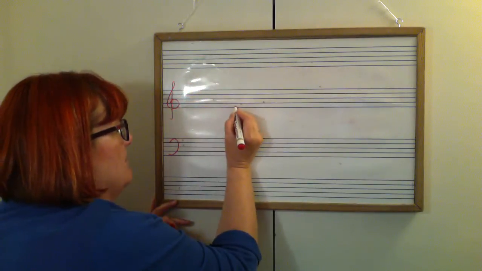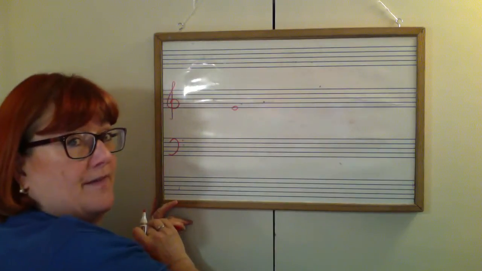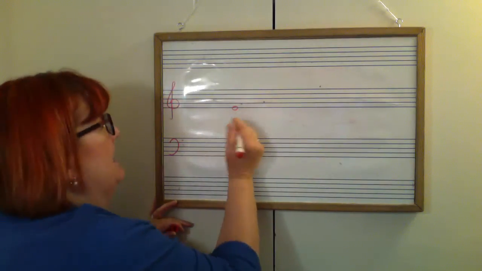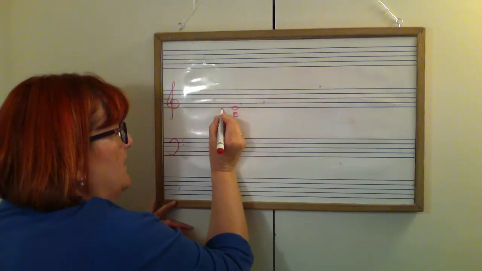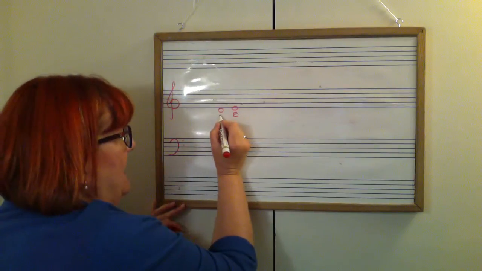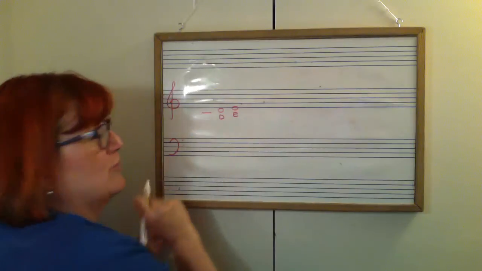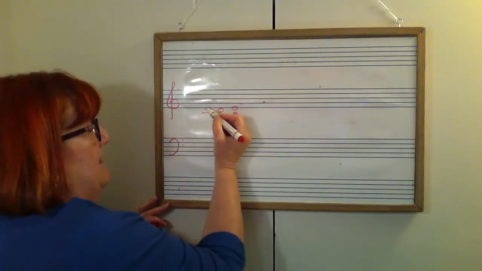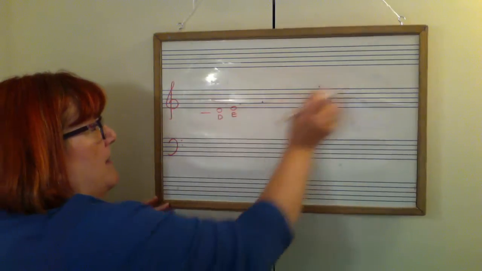and the bottom note on the treble clef that's on the first line is an E. Then we also have below the E a D, and then below the D we draw a little ledger line that's the same distance away from the other lines.